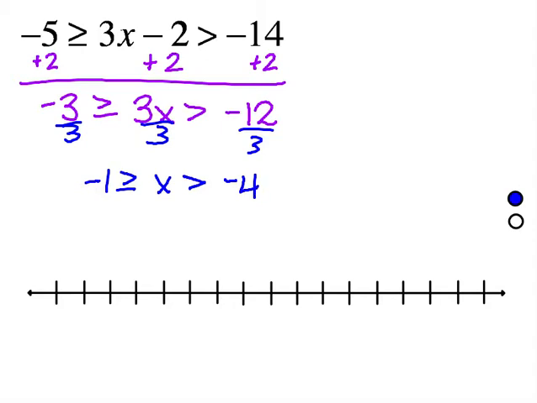And so now, what type of circle? I need to go ahead and do my number line, so I'm going to start at 0, -1, -2, -3, -4. What type of circle do I put at -4? Open. I do an open circle at -1.